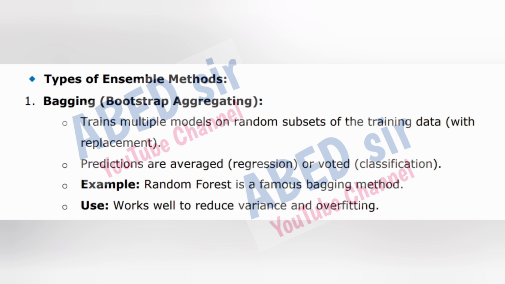Types of ensemble methods. 1. Bagging, bootstrap aggregating. Trains multiple models on random subsets of the training data with replacement. Predictions are averaged for regression, or voted for classification. Example: random forest is a famous bagging method. Use: works well to reduce variance and overfitting.